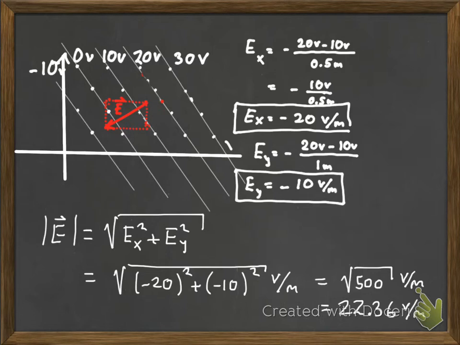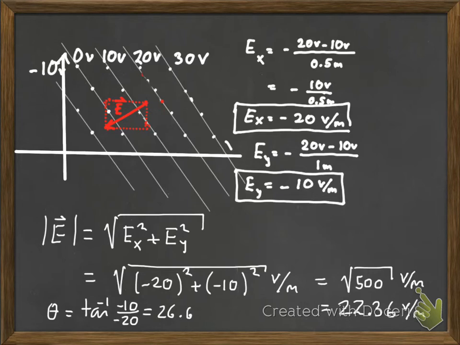If you wanted to know the specific angle at which the electric field vector is pointing, then the angle is the inverse tangent of the y component of the vector divided by the x component of the vector. So in this case, inverse tangent of minus 10 divided by minus 20. That will give you 26.6 degrees.